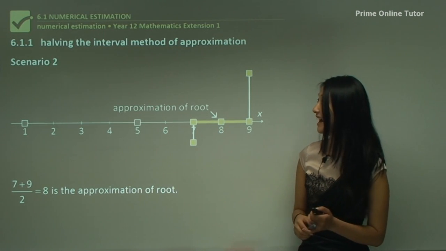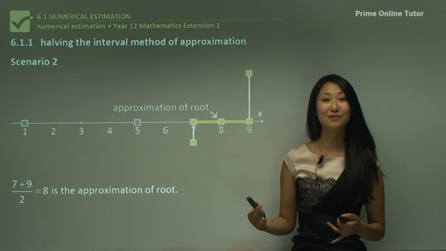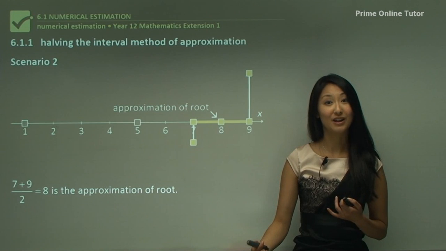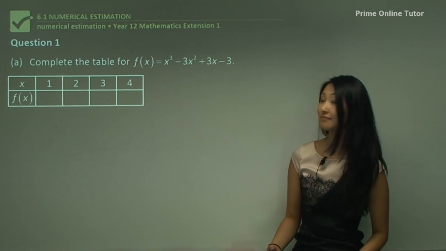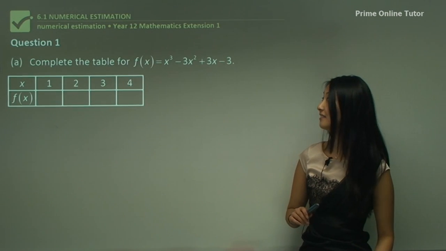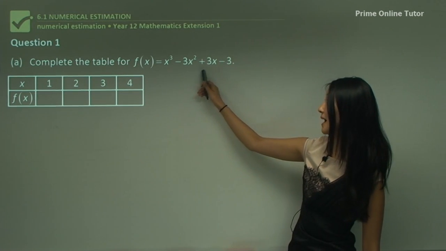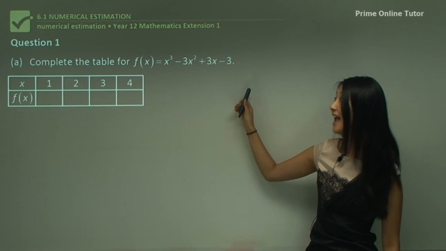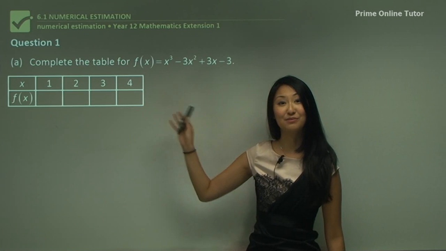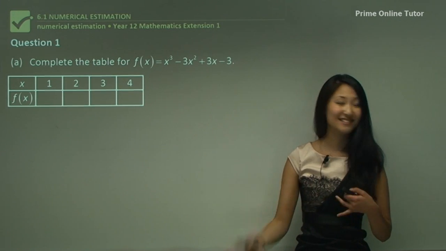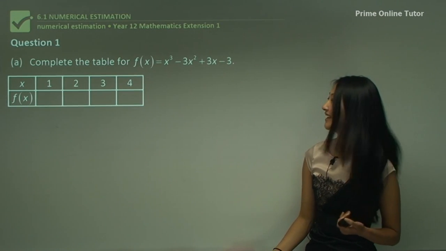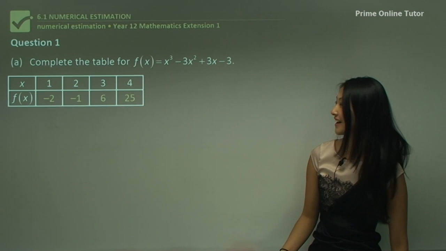All right. Great, so now we've gone through some examples. I want us to work through some questions together now. So starting off with question 1 here, we have this equation of x cubed minus 3x squared plus 3x minus 3, and I want you to complete the table for this. So we're just taking the hard work out for you here, and we've worked those values out already.